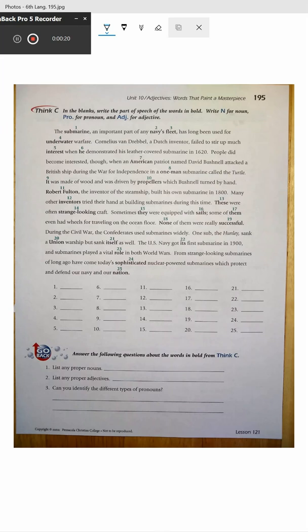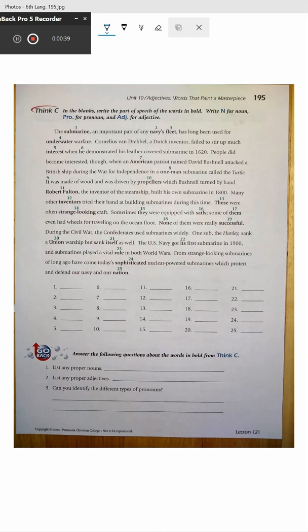It says in the blanks, write the part of speech of the words in bold. Write N for noun, PRO for pronoun, and ADJ for adjective. All right, so we're just looking at the words in bold. You see the number 1 above submarine.